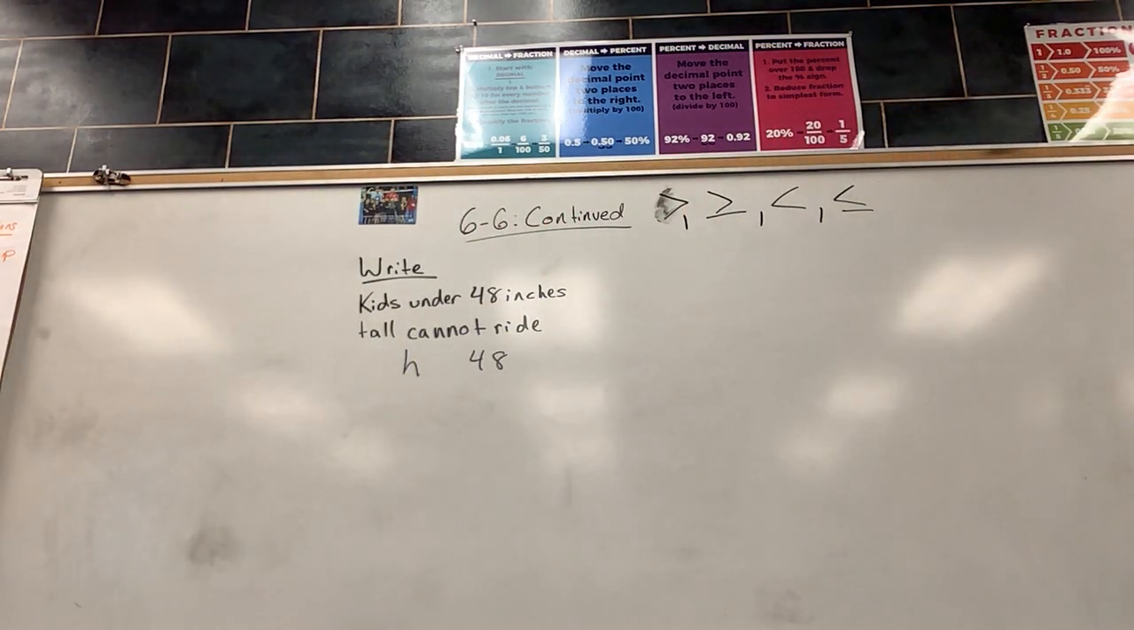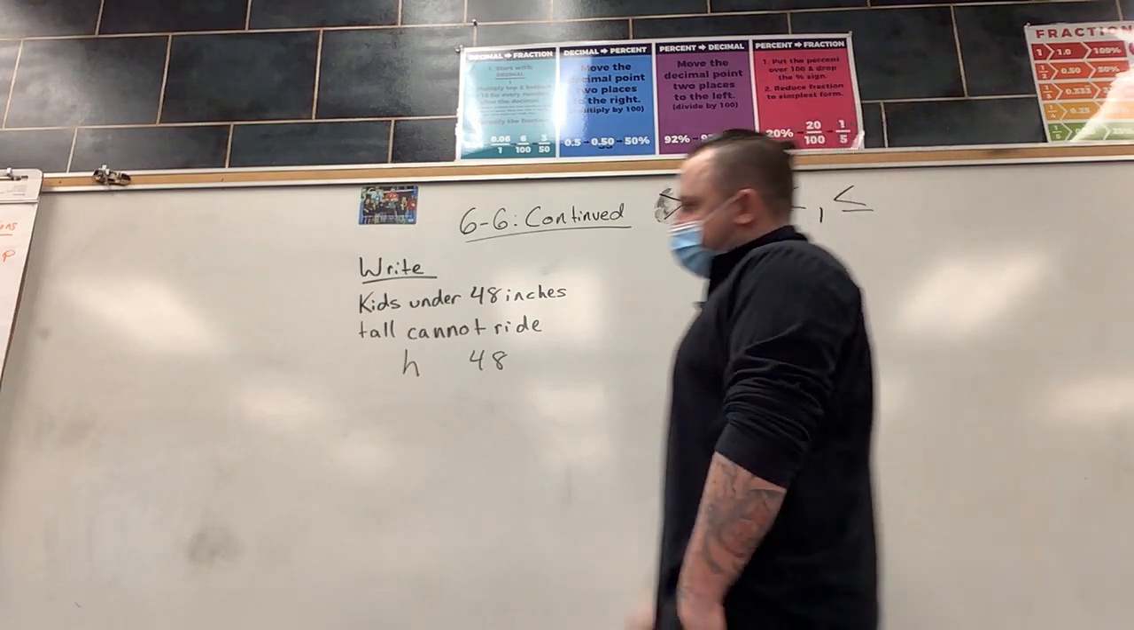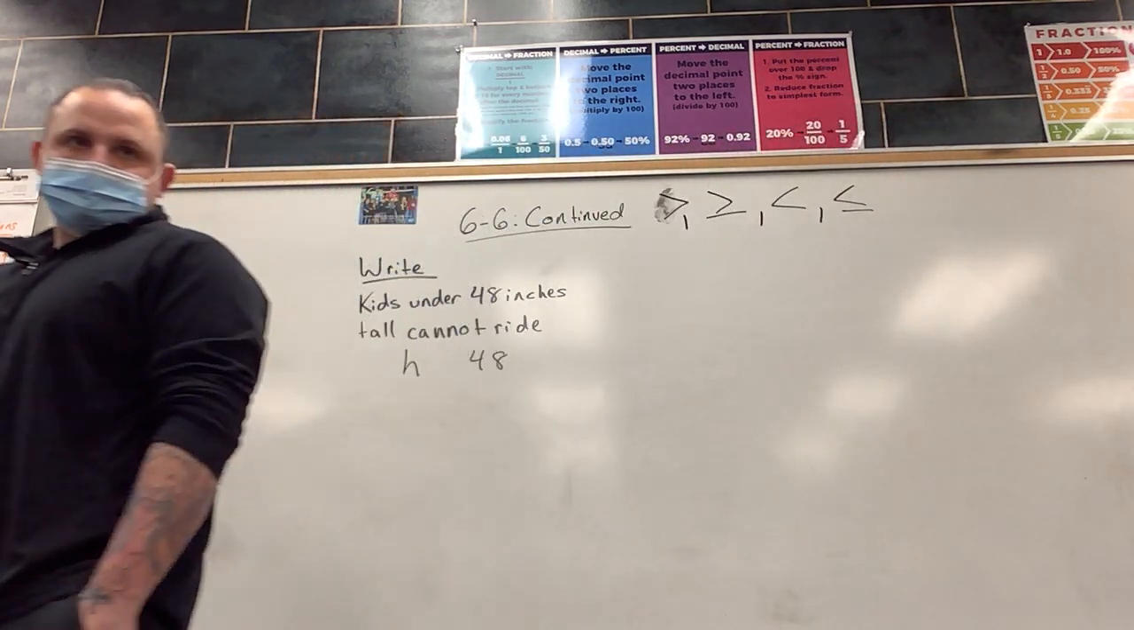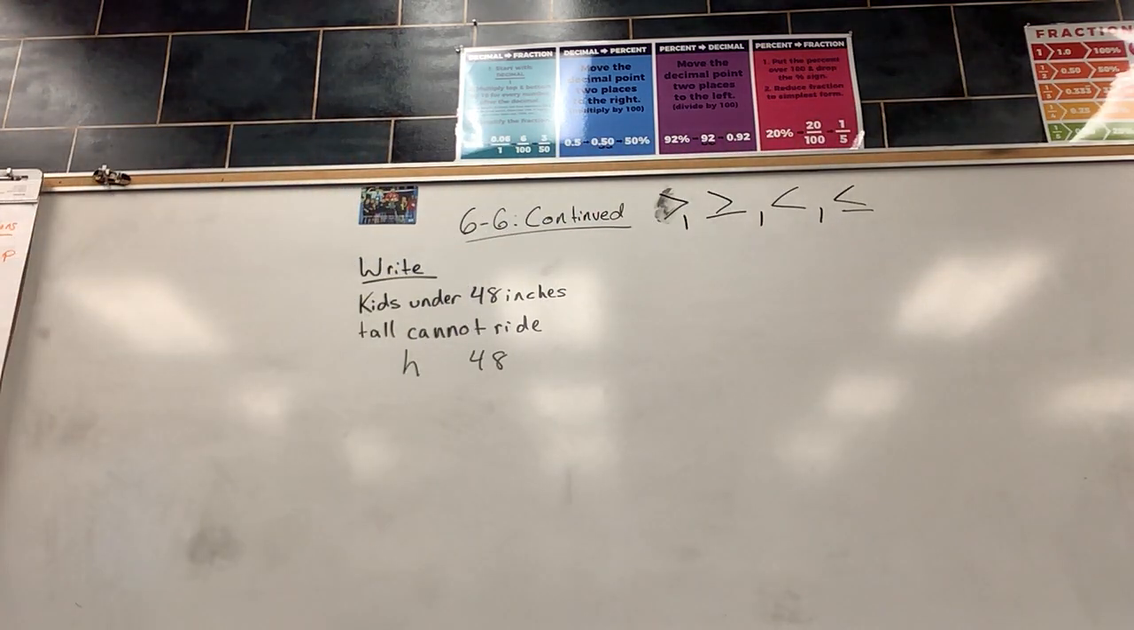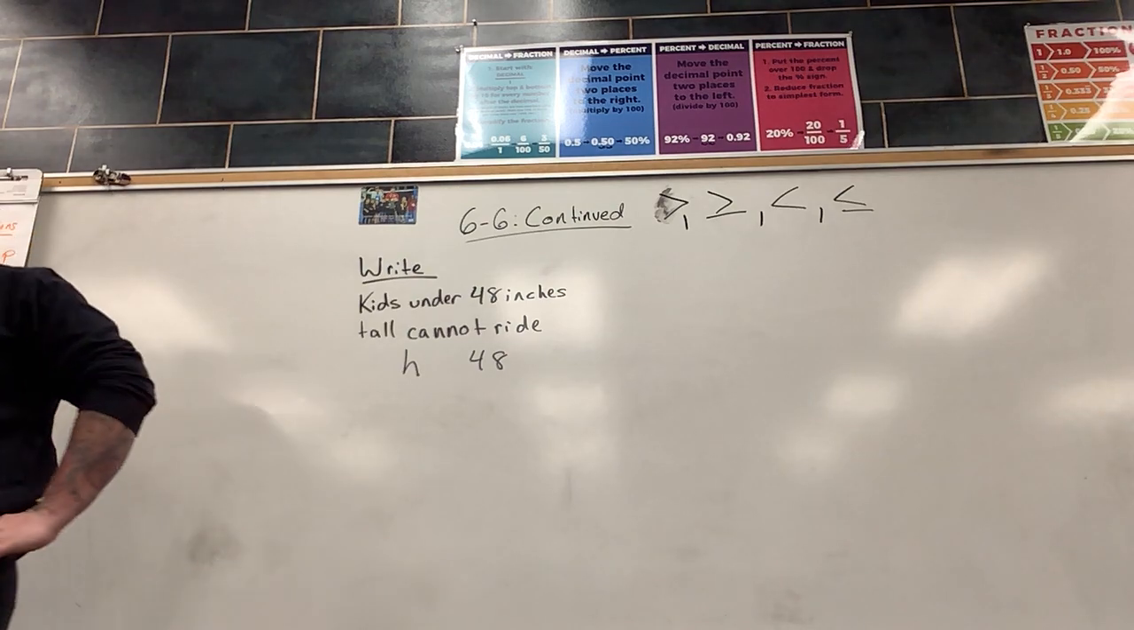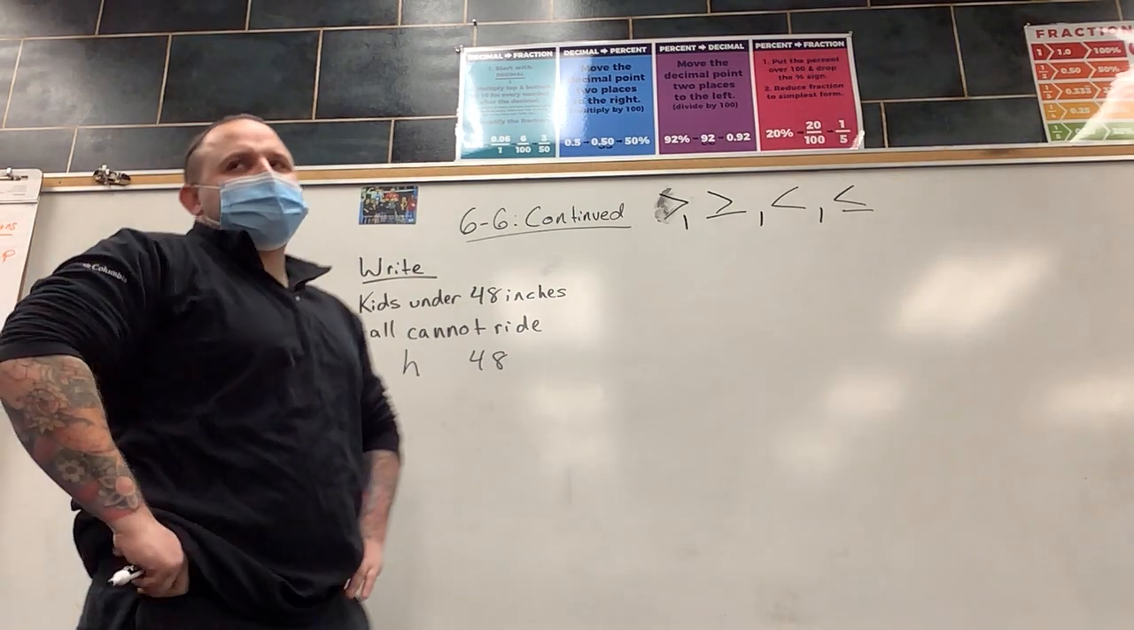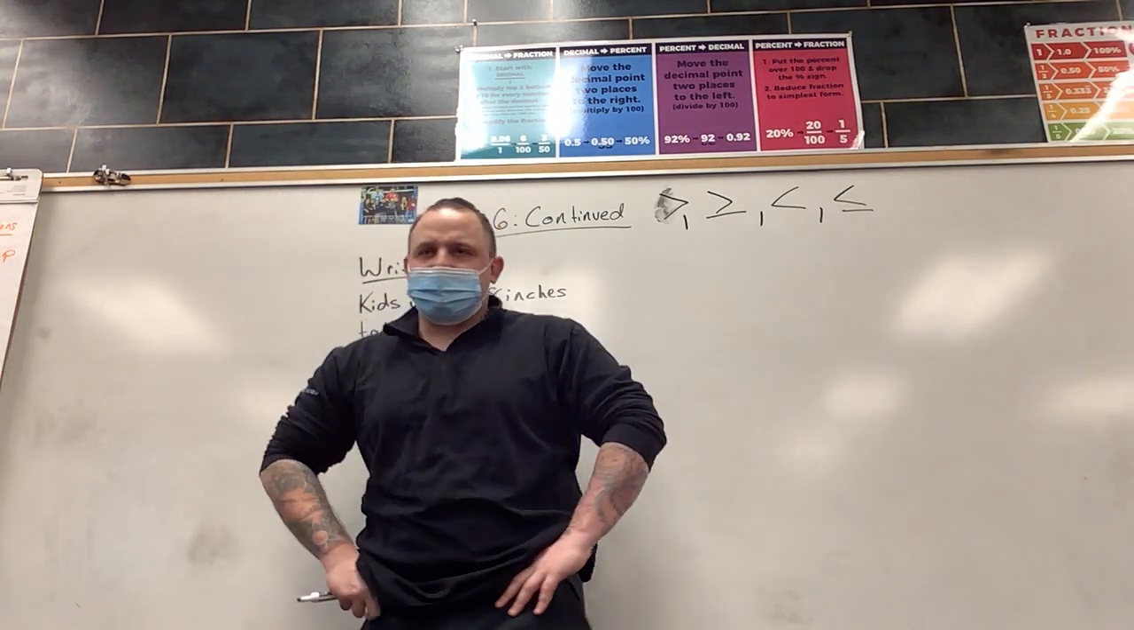Put the underline on this side. I put greater than or equal to. What do you mean? That's what it says, kids under 48 inches. Isn't that what you put? Ooh, there's some contention with this one. 5, 4, 3, 2, 1.